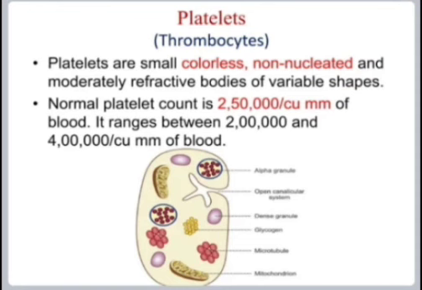Okay. We'll stop here for today. So in our next class, we are going to look at the physiology of thrombocytes.